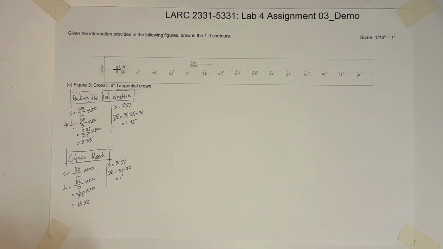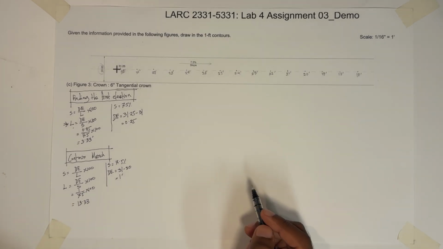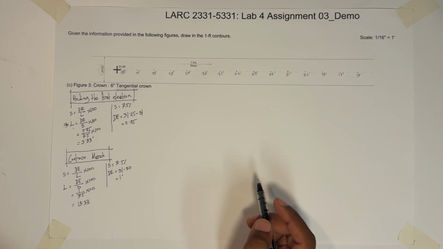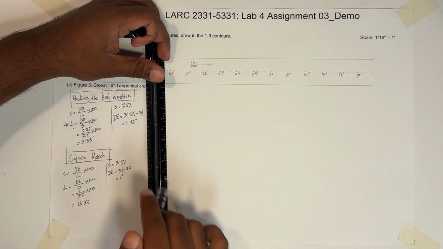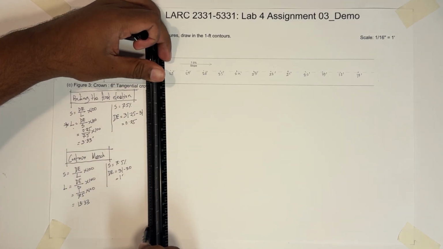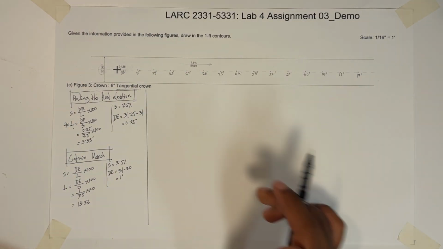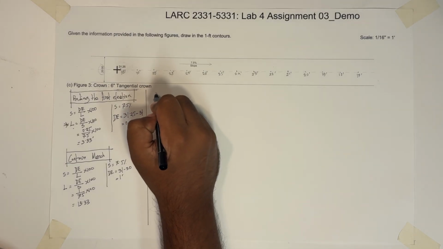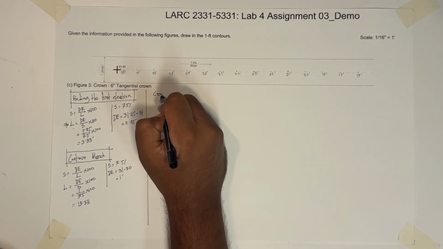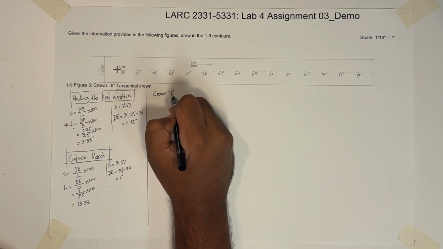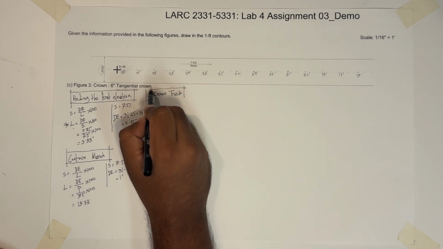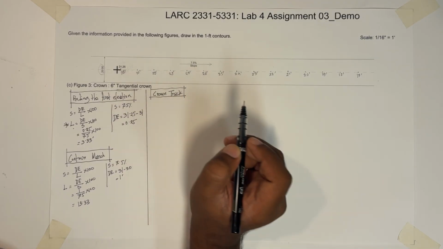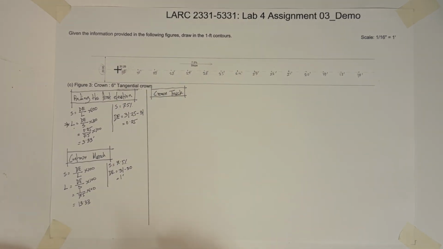So now for the next step, or step 4, this is gonna be the crown trick. So what would be the crown trick? And why do we need a crown trick?